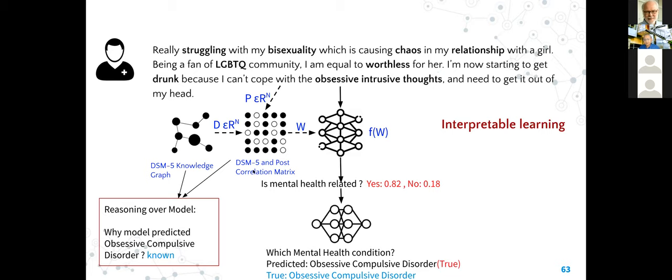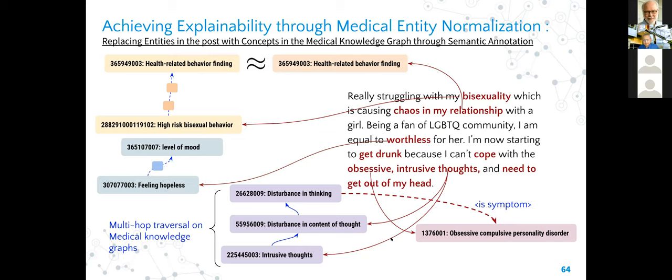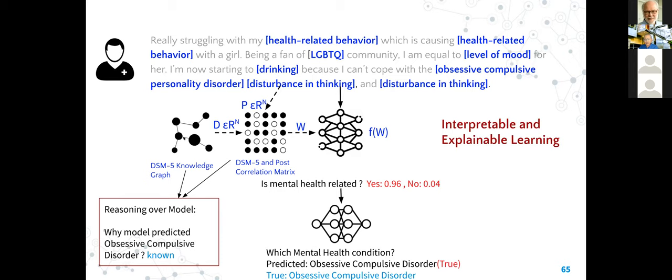Here, through the infusion strategy, you can make it interpretable, because you can say what aspect of this learning process contributes to coming up with the correct solution of OCD. Better yet, you are able to connect the entities and concepts in the text to the concept in the ontology or knowledge graph. And then you can replace the text with those concepts.